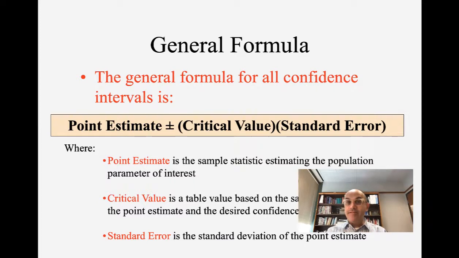Back to our idea of the point estimate. The formula is usually the point estimate plus or minus the critical value times the standard error. The point estimate, as I said, is where we're starting, a numerical value that we are trying to find. The critical value is where we need to be more transparent with regard to the result, and it helps us to estimate the point estimate. We also need to report the standard error, which is the standard deviation of the point estimate.